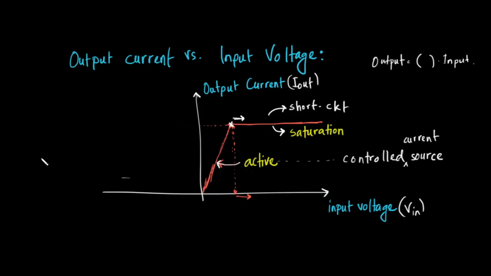Okay, so in the active region, a BJT acts like a controlled current source. Okay, or in short, I can call it, it acts like a current source. And in the saturation region, the transistor acts like a short circuit. As we saw that after reaching the saturation point, the voltage of the transistor becomes constant at 0 volt. Okay, so after reaching the saturation point, the transistor becomes exactly equivalent to a short circuit.